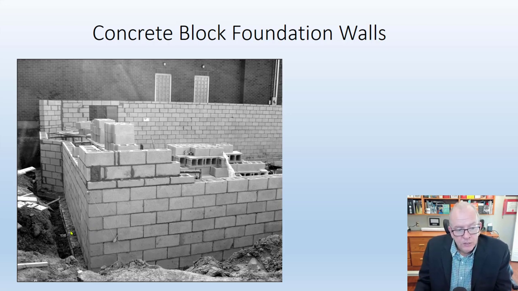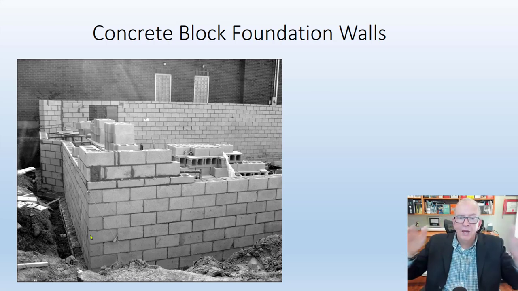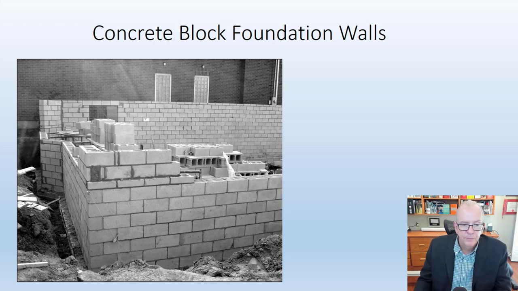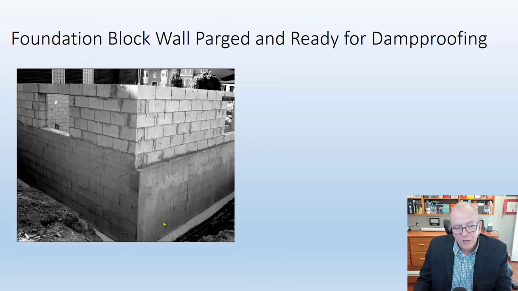So you can see down here, there's a bit of mortar that spilled out, but that part that's sticking out here, that's the footing. So the blocks are resting on the footing, and the footing is going to be wider than the block. So if you're using 12-inch block, the footing is going to be wider because it's got to distribute that load over a bigger space. So those specifications are then talking about parging.